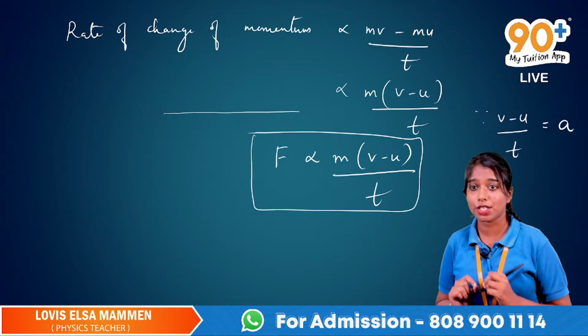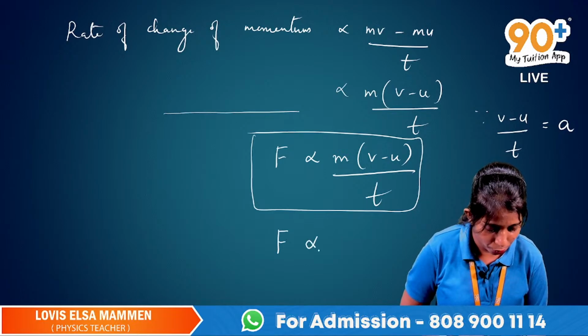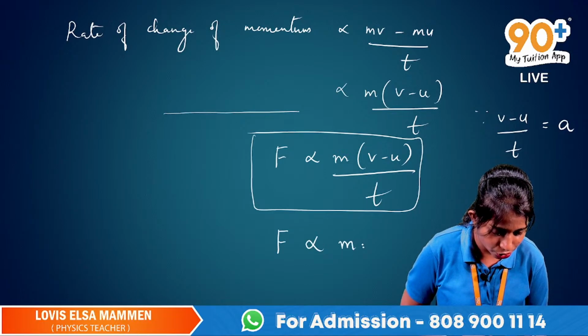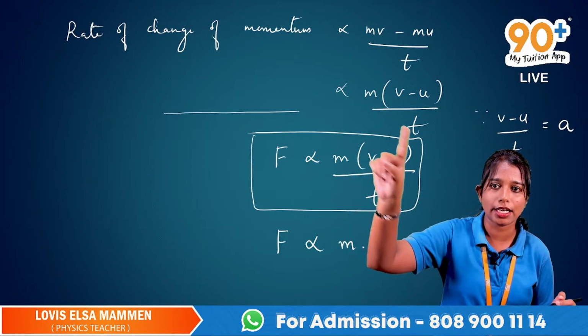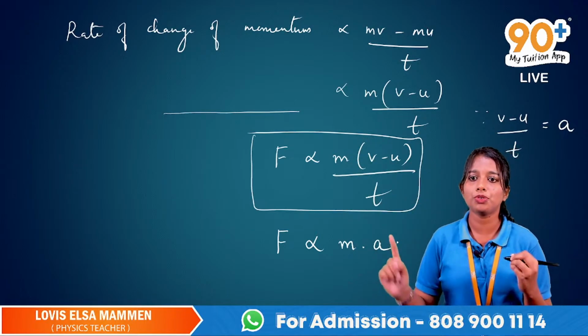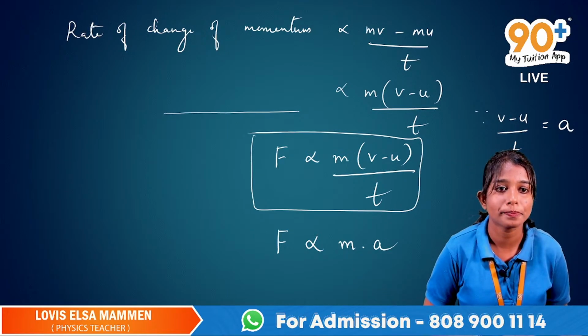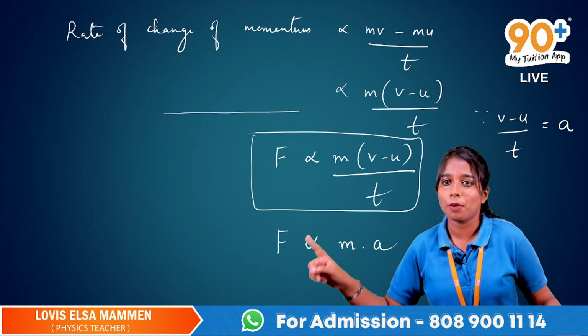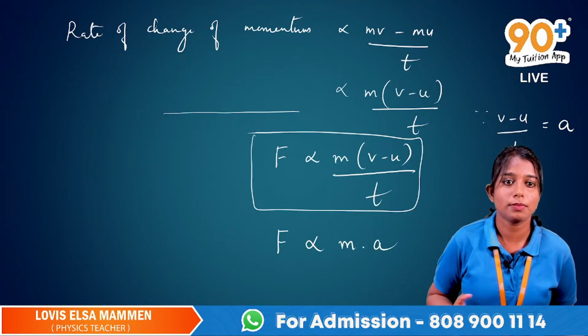Okay, that is acceleration. So we can say that F is proportional to M into A, where mass into acceleration. Okay, it is proportional to M into A. Here it is directly proportional, that is the statement we have written.